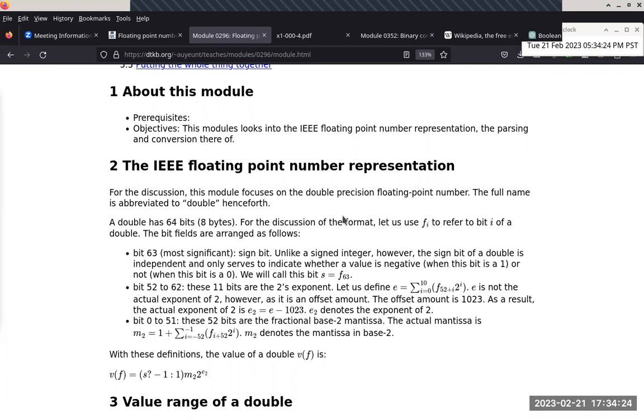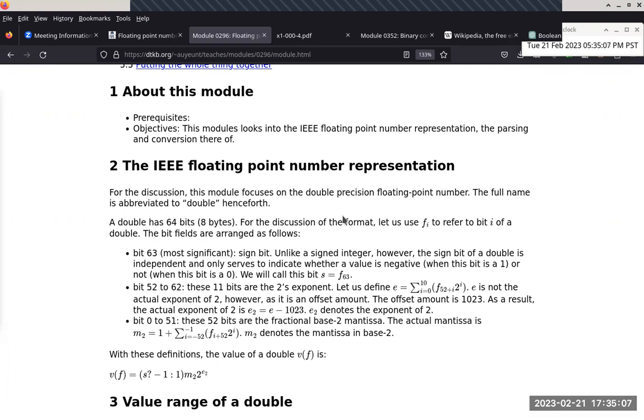description here. So for this discussion, this module focuses on the double precision floating point number. That one, this thing here, was supposed to be a hyperlink, but somehow the hyperlink feature does not work anymore. So I have to kind of investigate why the tool that I used to render this is not working anymore. The full name is abbreviated to double henceforth, okay? And that is the type name in C++. So in C++, you remember that there's float and then there's double. Float only uses 32 bits, and then double uses 64. Okay? So double has 64 bits, which is the equivalent of 8 bytes.